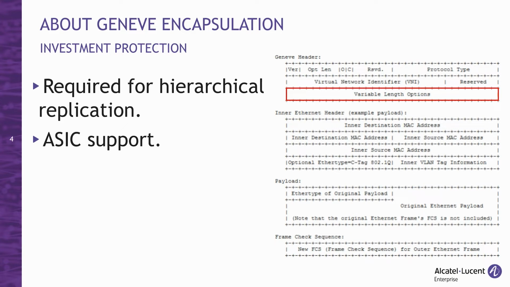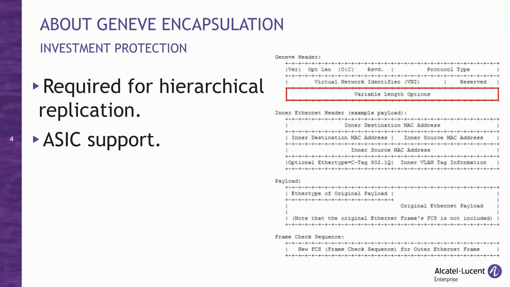It's important to note that the ASICs in the new generation OmniSwitch 6900s support Geneve encapsulation. However, this is for the moment something to consider as investment protection because, as I said before, NSXT does not support hardware VTEPs or OVSDB.